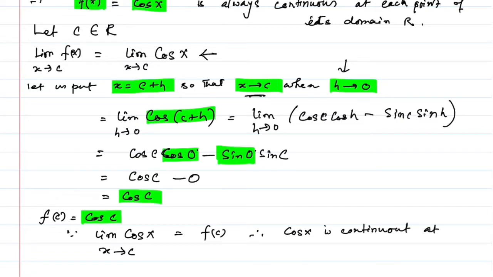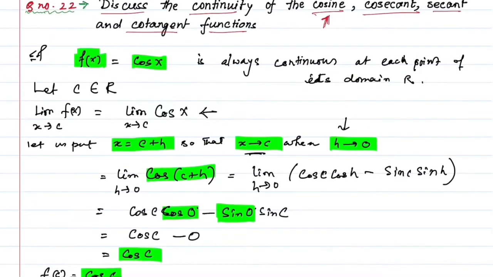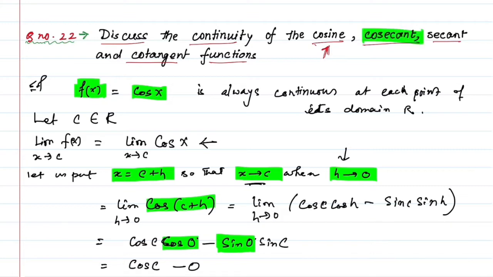At x is equal to c, where c belongs to R. So hope you have understood this. Now let me show you our next function. What is the next function after cos? What is given here? This is cosecant. Cosecant is continuous or not?